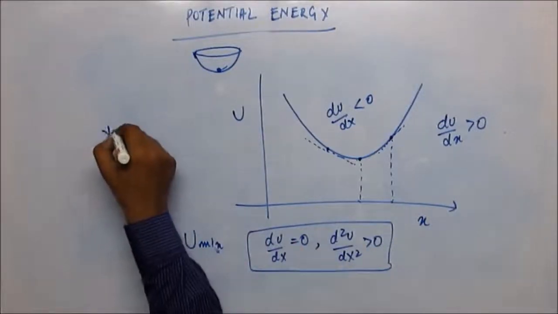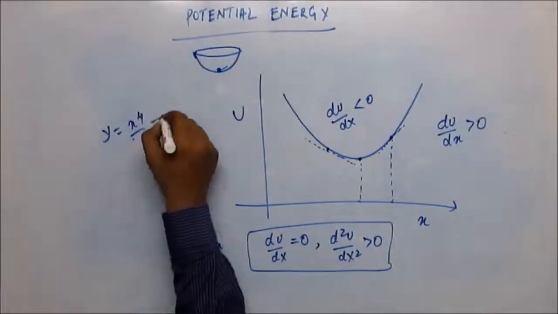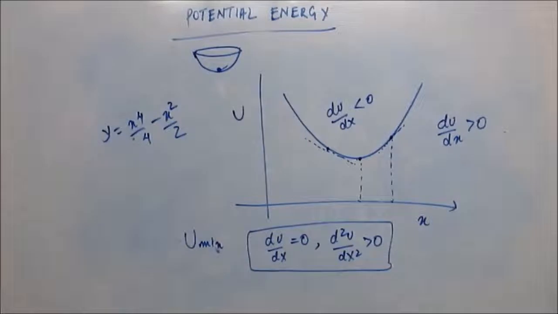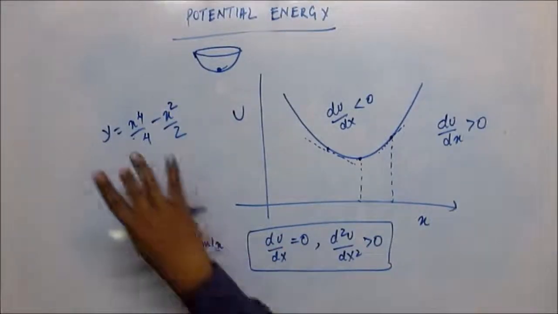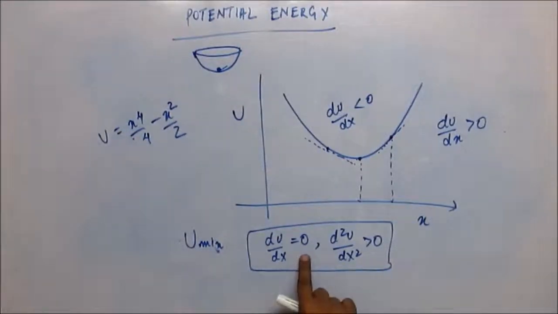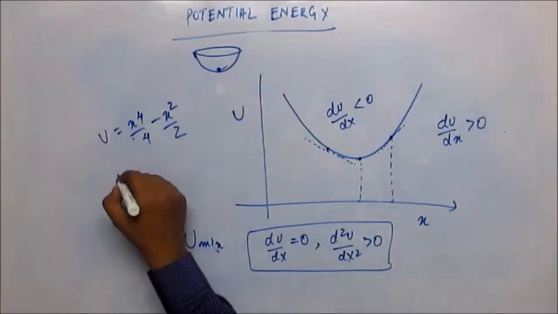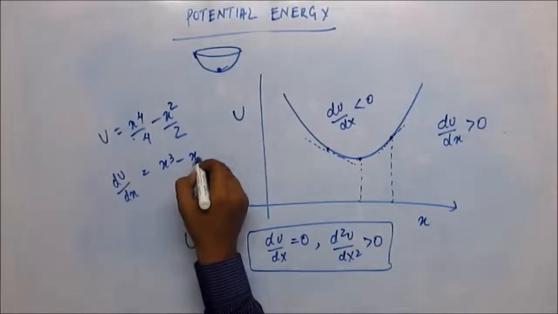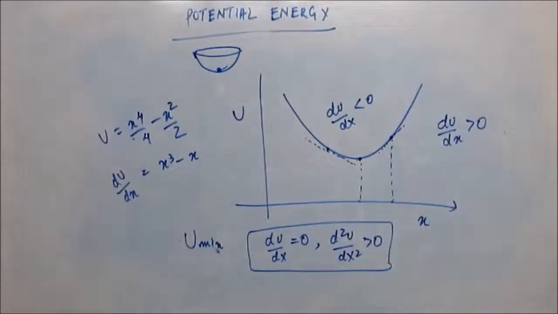Suppose we have y is equal to x to the power 4 by 4 minus x. I just gave you this one, but still. This is the equation, and just check if x is equal to 0 is a point of minima. See if it is minima. So for minima, first you have to see that du by dx, this should be the expression for potential energy, is 0. So find du by dx. Du by dx is equal to x cube minus x. And at x is equal to 0, indeed it is 0.